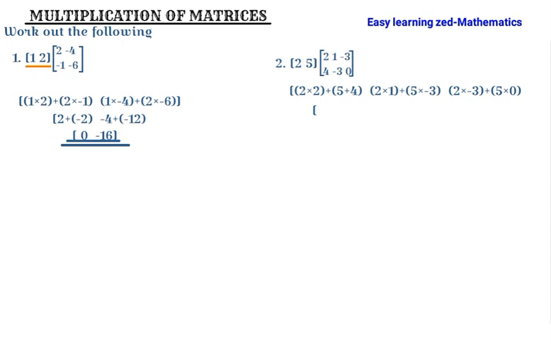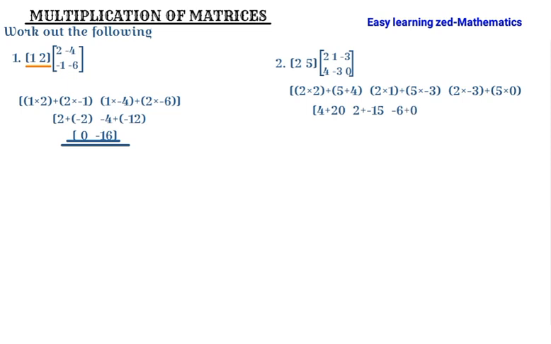Now let's find the products of these expressions. So 2 by 2 gives us 4, then plus 5 by 4 will give us 20. Then we go to the next group of numbers. 2 by 1 will give us 2, then plus 5 by -3 will give us -15. Then the other numbers: 2 by -3 will give us -6 plus 0.